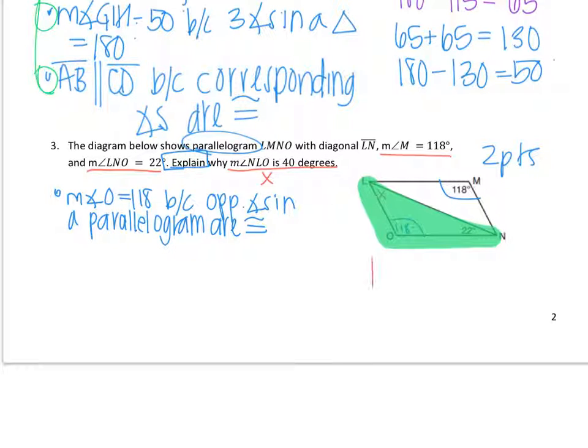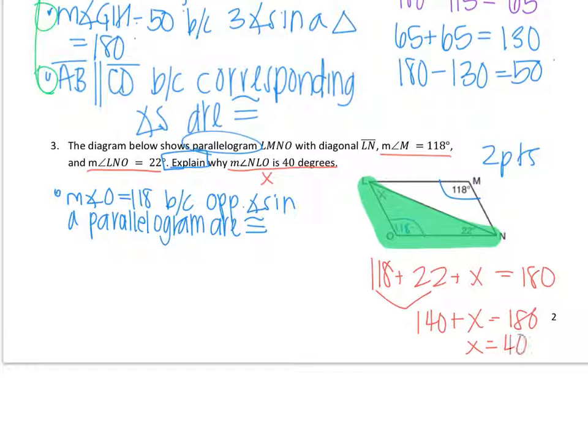We have 118, 22, and an X inside a triangle, which means that they sum to 180 degrees. 118 and 22 give us 140 plus X equals 180. So then X equals, well, subtract 140, so we're ending up with 40. Wait a second, that's what we were supposed to get. And it's exactly where we placed the X earlier.